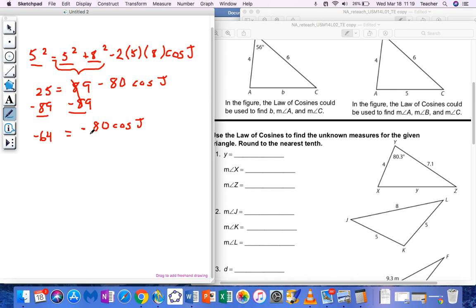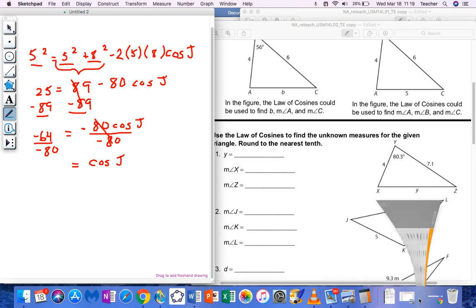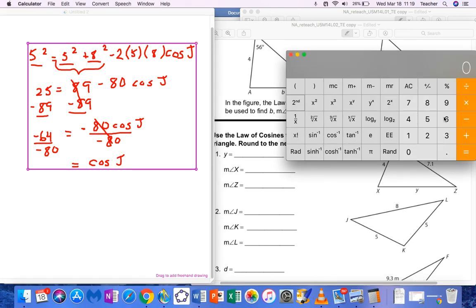Then to get j by itself, that's divided by -80. This is why it's so important to be careful with your negatives, because a negative over a negative is a positive. So -64 over -80. 64 negative divided by 80 negative. That gives me 0.8.